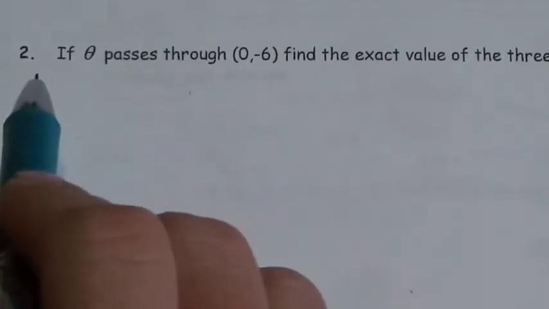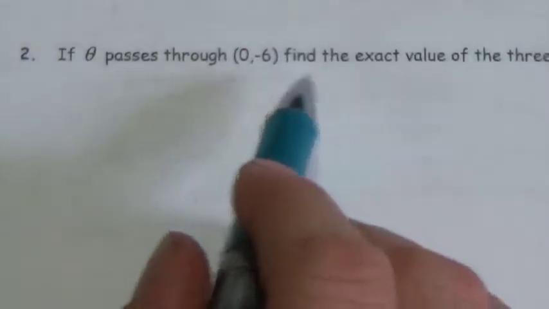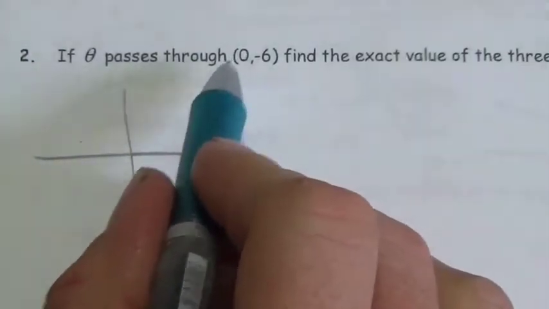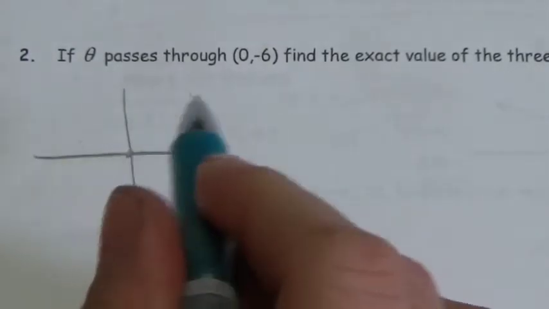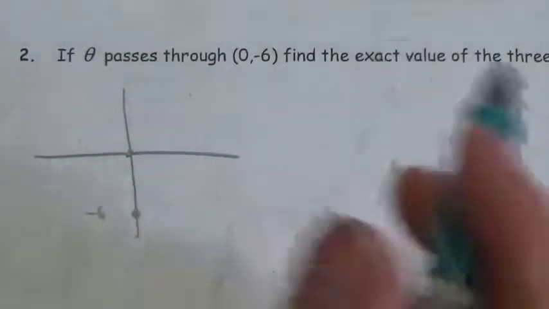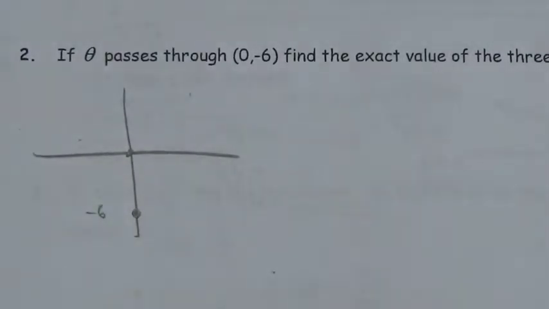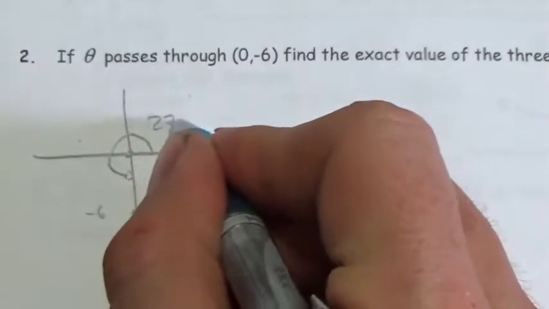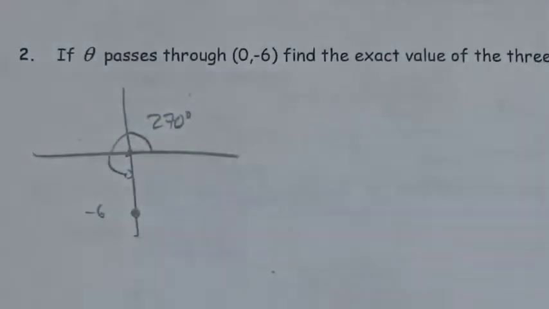Okay, now finally, if theta passes through the point (0, -6), find the exact value of the three trig ratios. Okay, (0, -6). That's going to stay on the y-axis down here at -6. So I can tell you right now that theta is going to be 270 degrees. That I can tell just by looking at it. And I've already gone through what the sine, cosine, and tan are for 270 degrees.